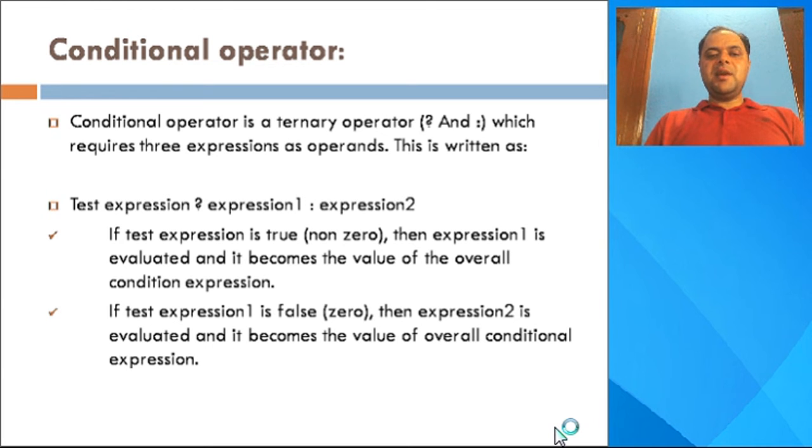Similarly, in a ternary operator we require three operands, and the three operands are separated by this question mark and colon. These two symbols are used to separate the three operands. We will write the ternary operator as test expression question mark expression 1 colon expression 2. It means if the test expression is true, then the result will be expression 1, and if the test expression is false, then the result will be expression 2.